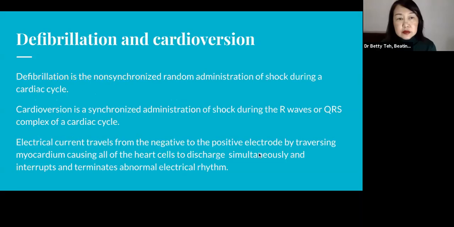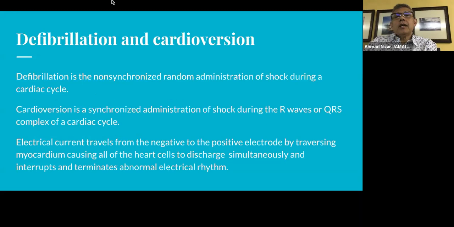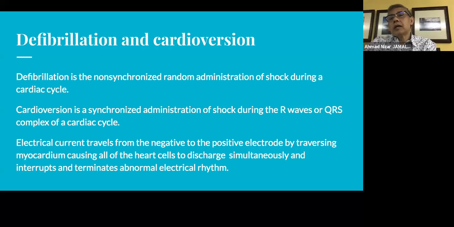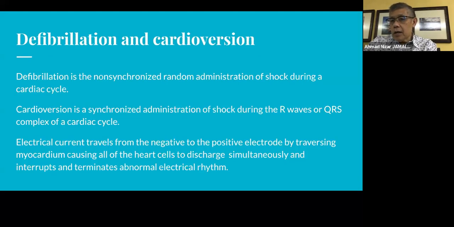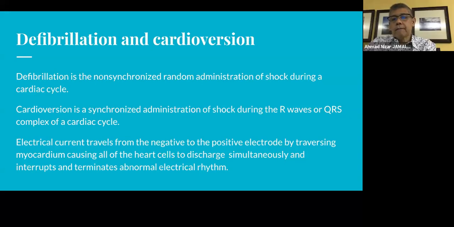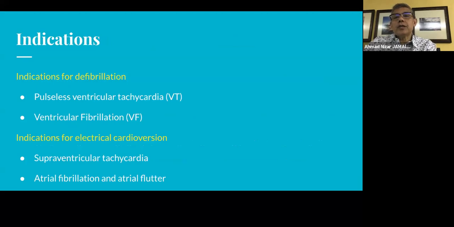Sure. Now, what's the difference between defibrillation and cardioversion? Defibrillation is the non-synchronized random administration of shock during the cardiac cycle, while cardioversion is a synchronized administration. So even if you're in atrial fibrillation, that's cardioversion, not defibrillation. Electrical current travels from the negative to the positive electrode by traversing the myocardium, and it causes all the heart cells to discharge simultaneously. That interrupts and terminates the abnormal electrical rhythm, allowing your normal rhythm to come through.